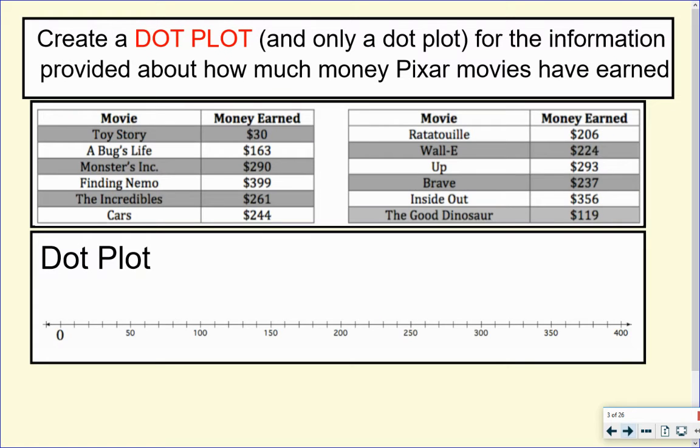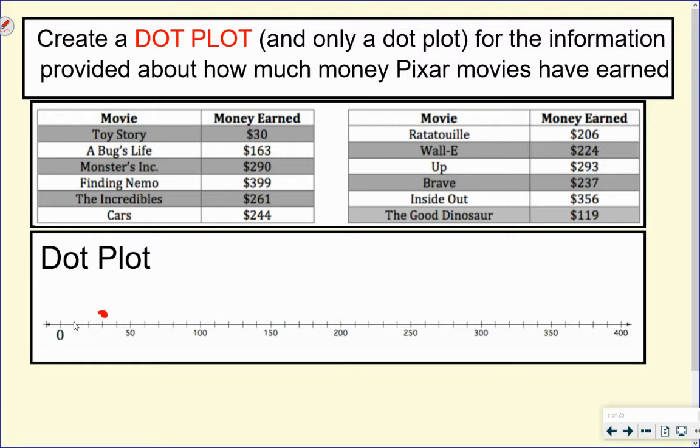Let's try another one. This dot plot is talking about the amount of money that some of these movies back in the olden days earned when they went to the box office. So let's start with Toy Story 4. First, when I look down here, I notice that my graph is counting by tens. So 30, I'm going to go 10, 20, 30. There it is. Now I'm going to erase those dots. I was just kind of giving you an idea of how I'm doing this.